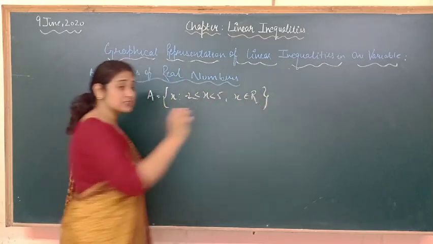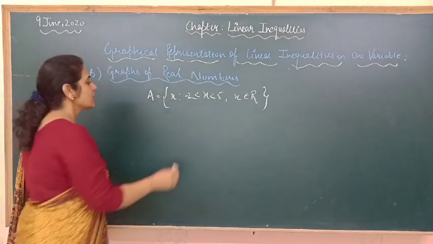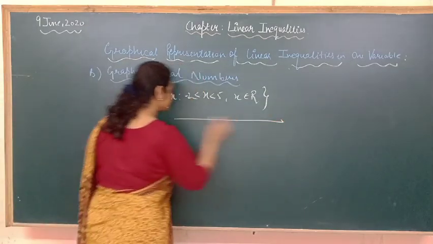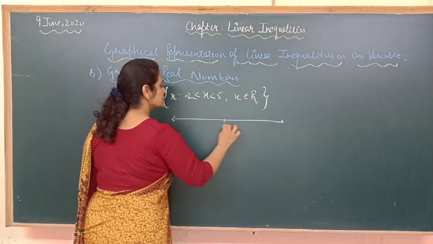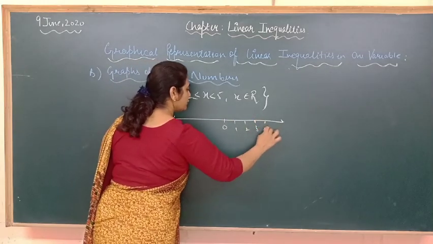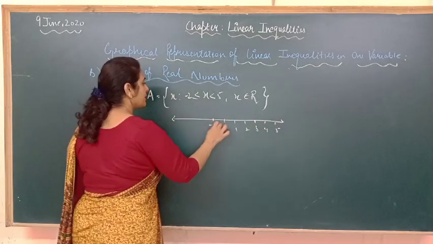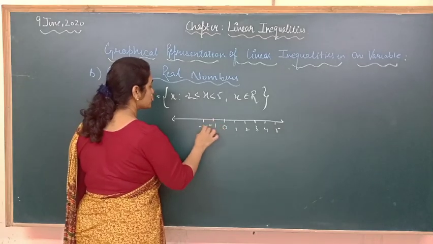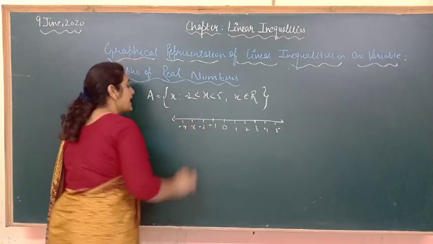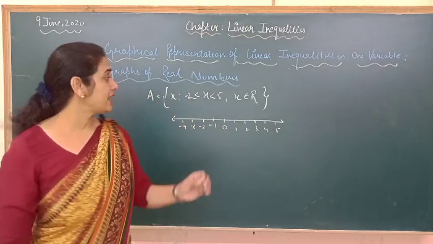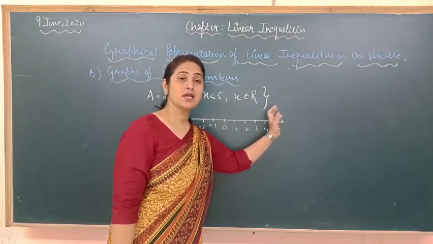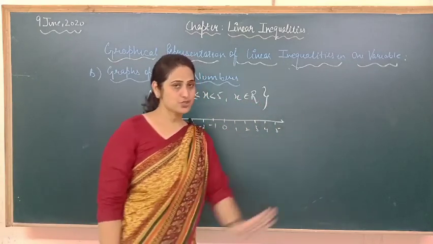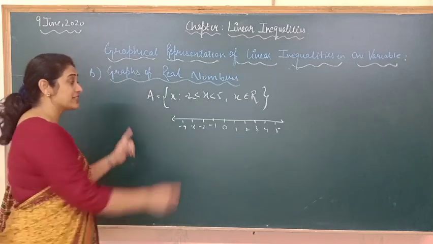We have already discussed the number lines and the intervals. So it's going to be this. 0, 1, 2, 3, 4, 5, minus 1, minus 2, minus 3, minus 4. As we've already discussed, we can't write these real numbers, the solution set, in the roster form. That's not possible. We write it in the set builder form.